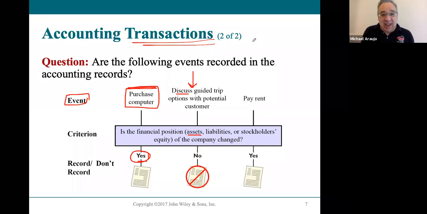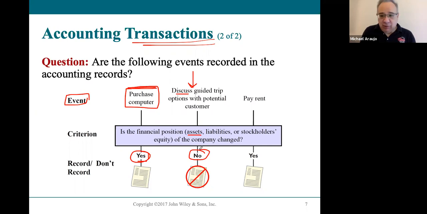Does that make it a transaction that we're talking about it? No. Because talking about it doesn't mean we've collected any money or we have a new client. We're just talking. So discussing guided trip options with customers is something that happens in business all the time, right? Discussing our products and services and what they cost happens all the time.